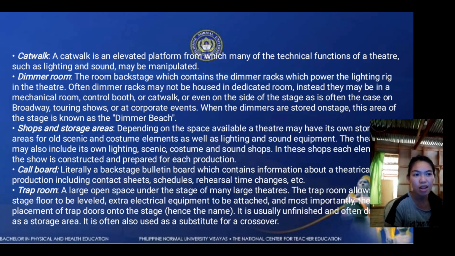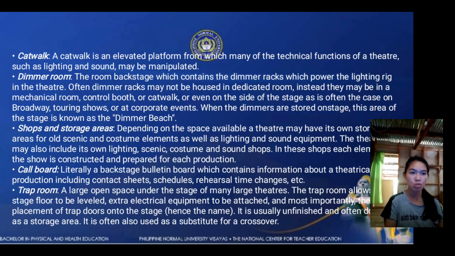Depending on the space available, a theater may have its own storage area for old scenic and costume elements, as well as lighting and sound equipment. The theater may also include its own scenic, costume, and sound shops. In these shops, each element of the show is constructed and prepared for each production. So shops and storage rooms can be seen in a bigger theater house. Next is the call board.